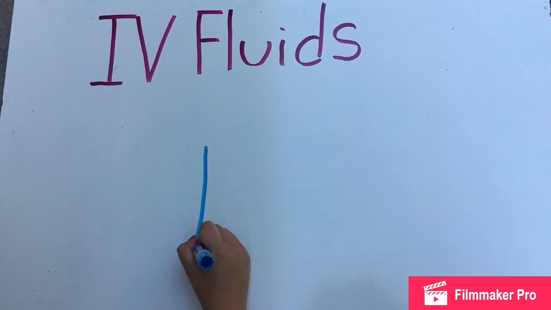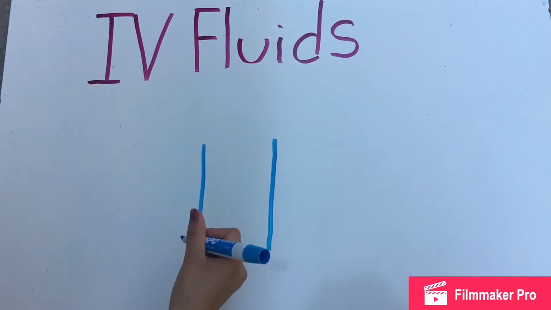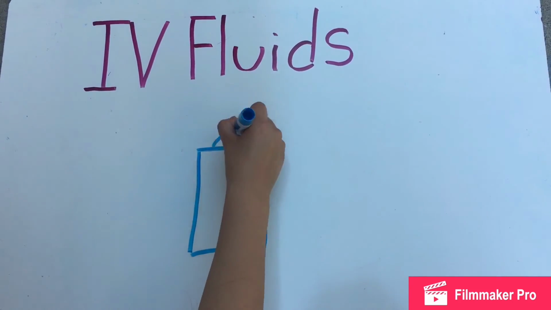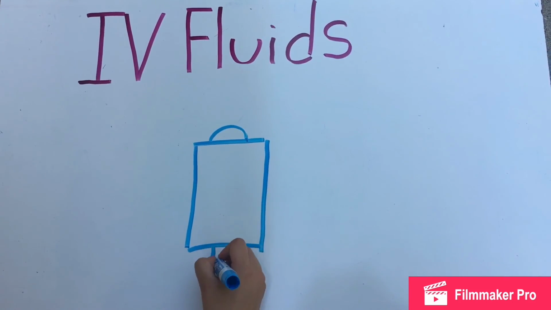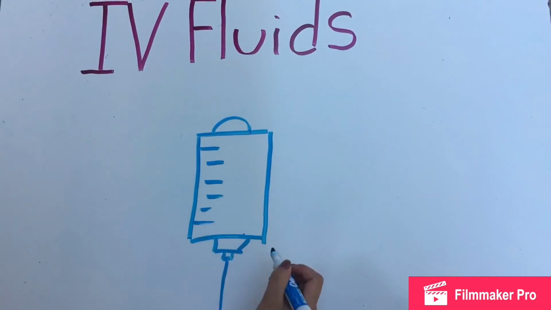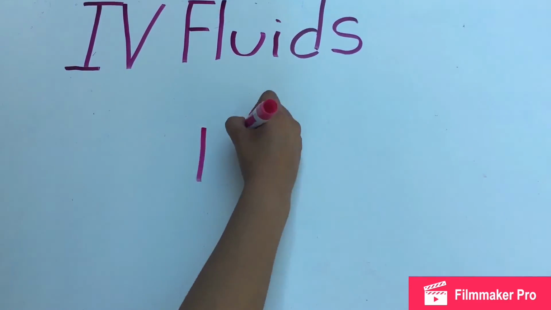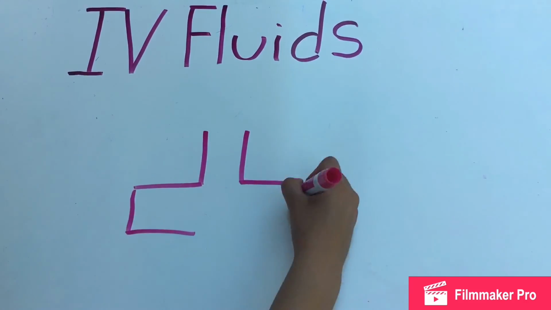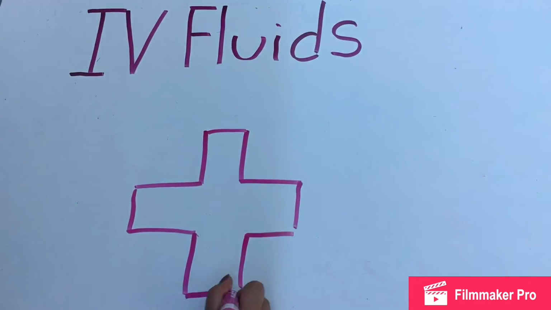IV fluids are full of specific solutions that can be used to treat patients. In order to create an isotonic solution, it is essential that all concentrations are carefully calculated so that the amount of solute is just right to create a solution. IVs are used daily in hospitals to treat patients. They are used to deliver fluids and medications.